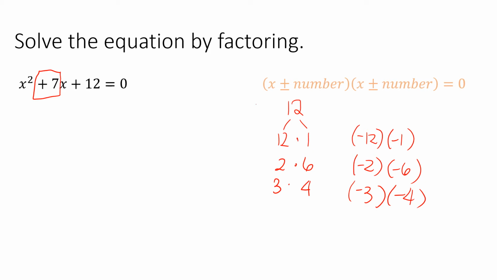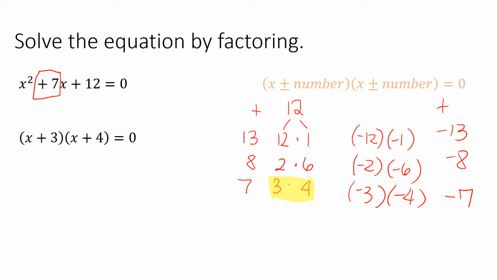So let's add these together. 12 plus 1, that's 13. 2 plus 6, that's 8. 3 plus 4, that's 7. Here we have negative 13, negative 8, and negative 7. We can see that 3 times 4 will give us 12, and when we add them together, we get 7. Therefore, we'll factor our equation the following way.